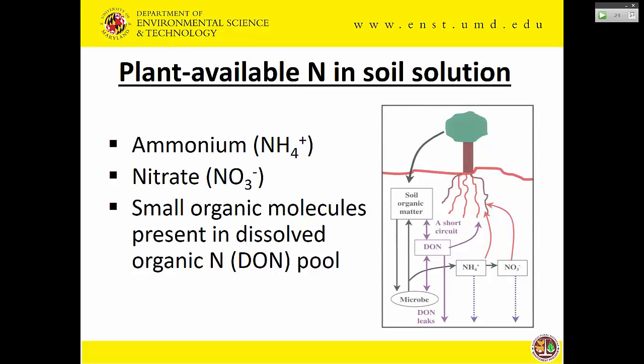we know that plants can only use very few forms of nitrogen. So in this example, ammonia plants can take up, nitrate again plants can take up. And then there is new research showing that some small organic molecules, which are present in what's called the dissolved organic pool, some plants can also take up. But this is a relatively small proportion. We don't really know a whole lot about this pool that we need to know.